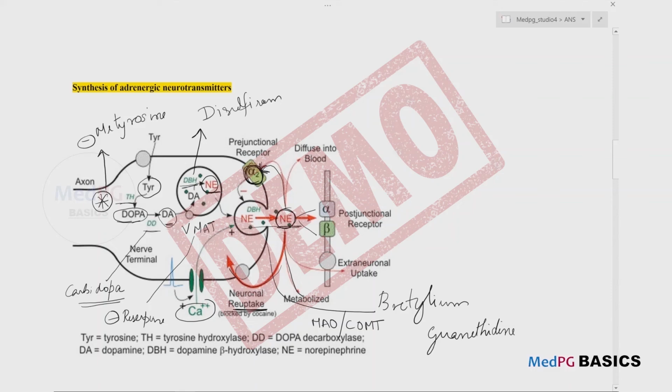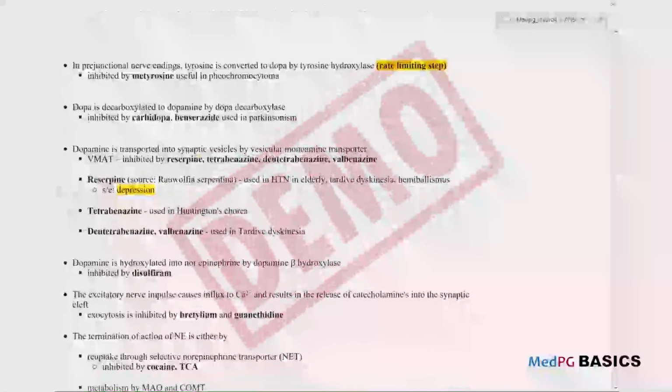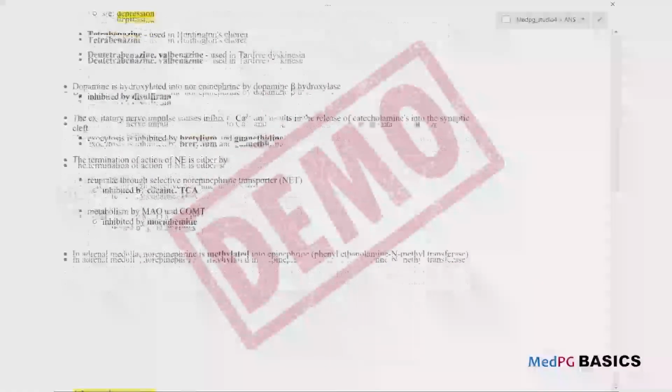There are drugs acting at this level. You have alpha 2 agonists like clonidine, then drugs that inhibit the reuptake like cocaine, tricyclic antidepressants, SNRIs. Then you have drugs that inhibit the metabolizing enzymes like MAO inhibitors and COMT inhibitors. The details of these drugs and where they are used is given in the notes.